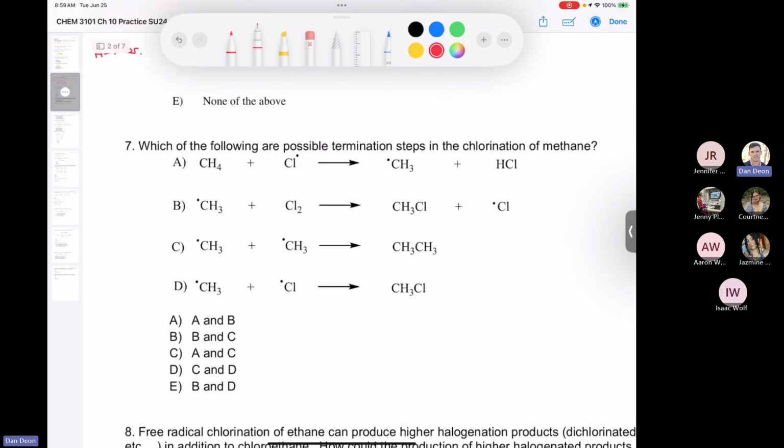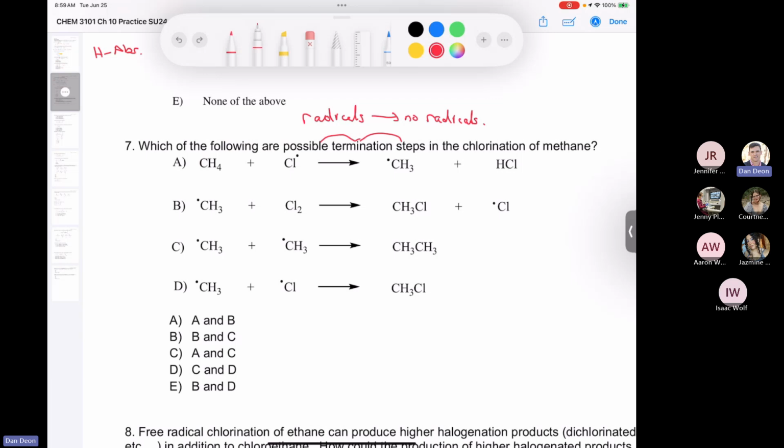Let's see here. Which of the following are possible termination steps for the chlorination of methane? So again, termination is when we have radicals, and then at the end we have no radicals. So which one do we have radicals and end up with no radicals? It can't be this one because we have a radical and then we have a radical in the end.